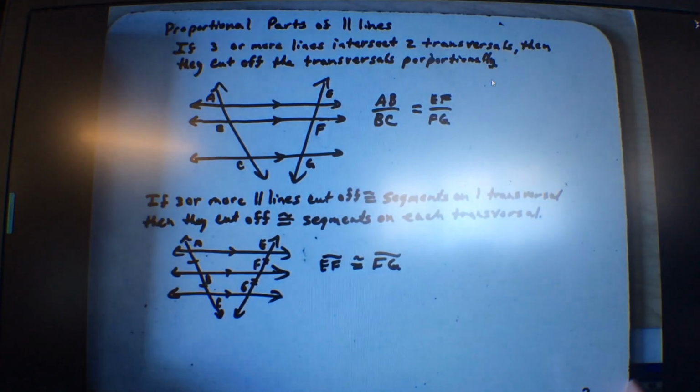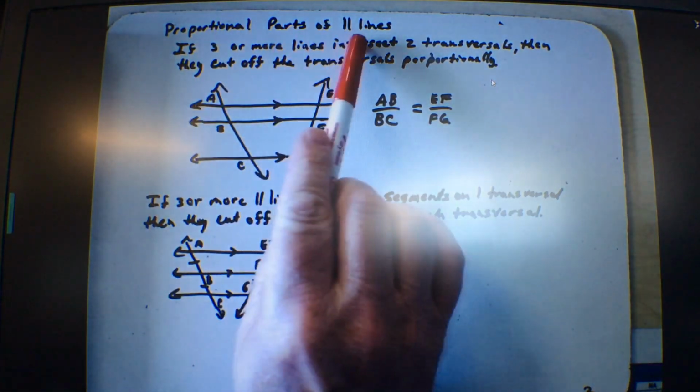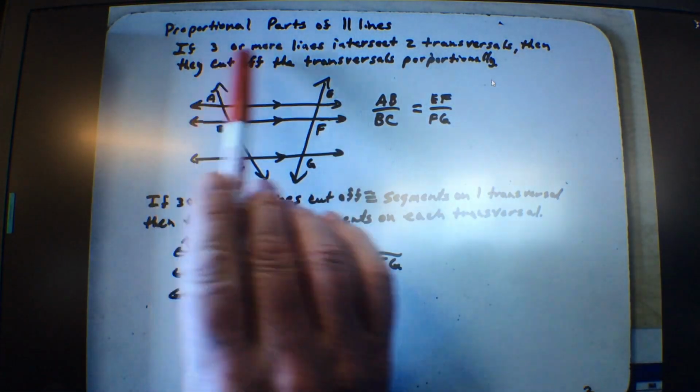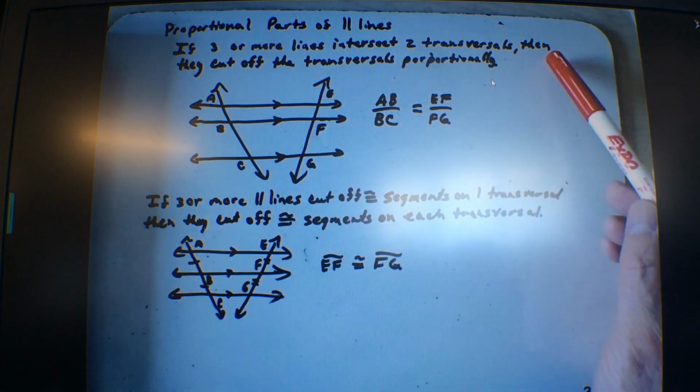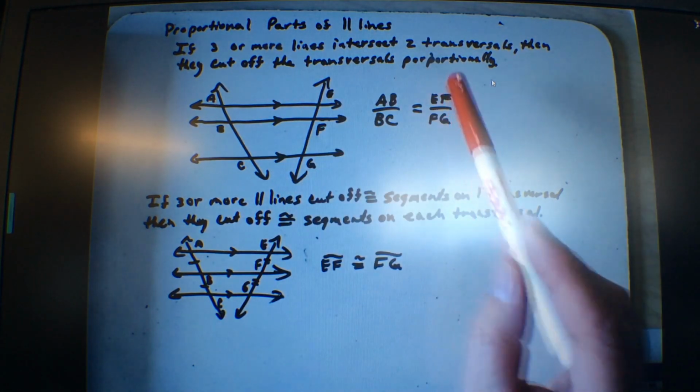Page 3. Okay, so a corollary, if you remember from the first nine weeks, is a postulate that happens because it goes off a theorem. We have a couple of corollaries here. The first one is proportional parts of parallel lines. It says if three or more lines intersect two transversals, then they cut off the transversals proportionally.